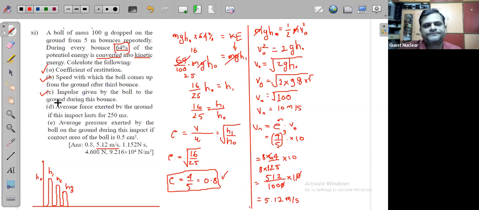So, impulse given by the ball to the ground during this bounce. Okay, impulse given by the ball. What is impulse? Do you know? We already saw the impulse momentum theorem, which tells us simply that the impulse exerted by the force is always equal to the change in momentum. Correct? So that means impulse we have to find out. In short, we have to find out the change in momentum in this case. And during this bounce means they are talking about the third bounce only.